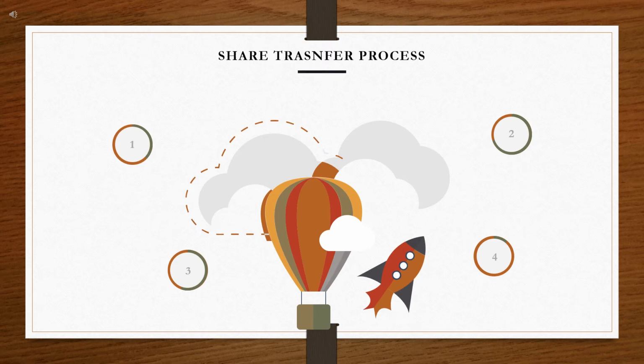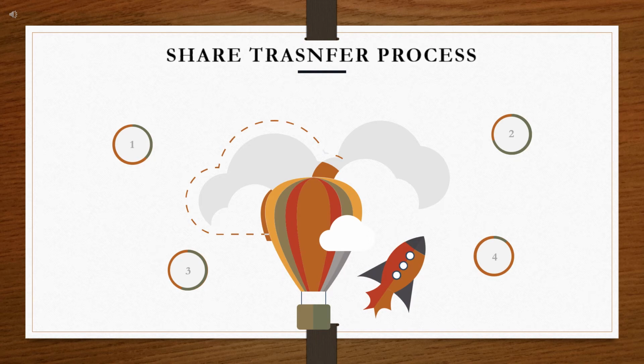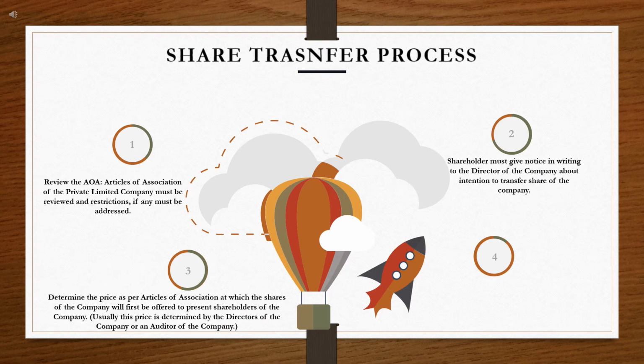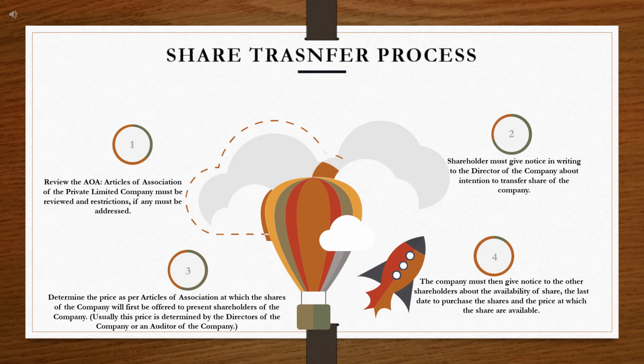Step 1. Review the AOA. Articles of Association of the private limited company must be reviewed and restrictions, if any, must be addressed. Step 2. Shareholder must give notice in writing to the director of the company about intention to transfer share of the company. Step 3. Determine the price as per Articles of Association at which the shares of the company will first be offered to present shareholders of the company.